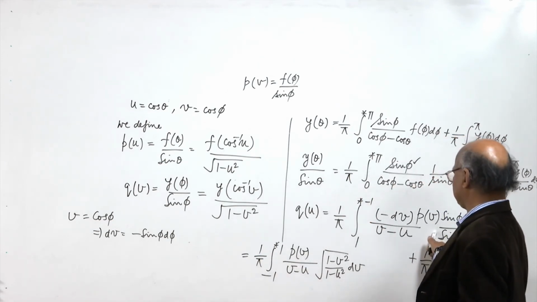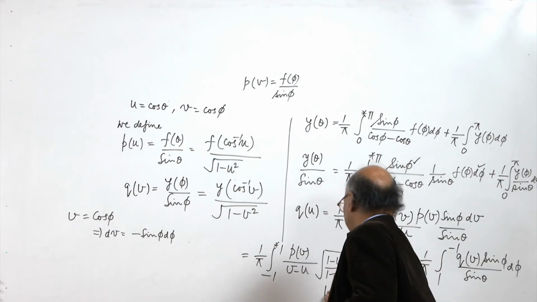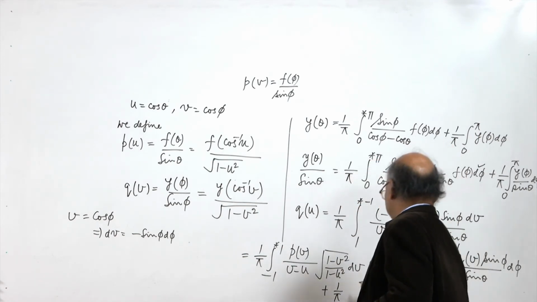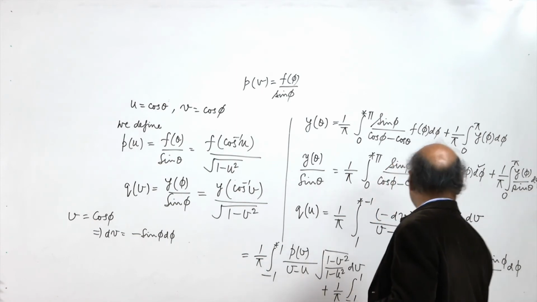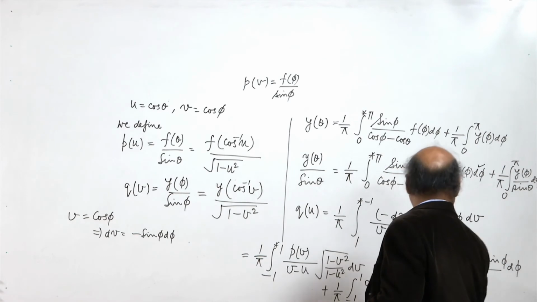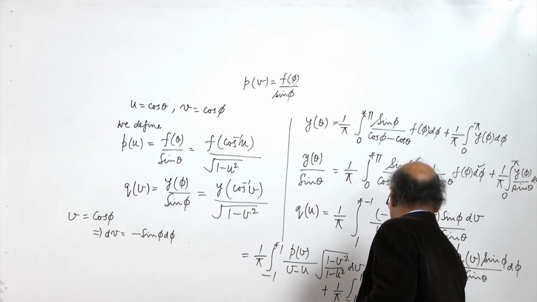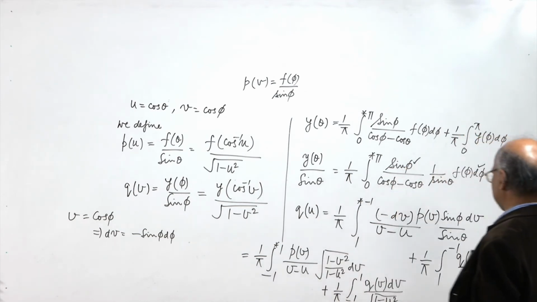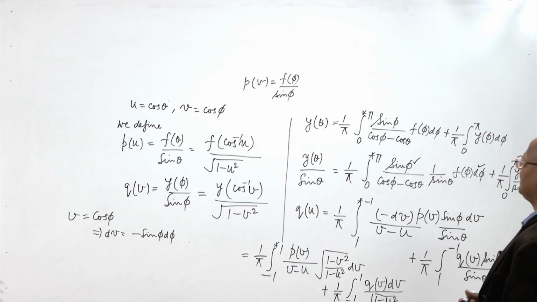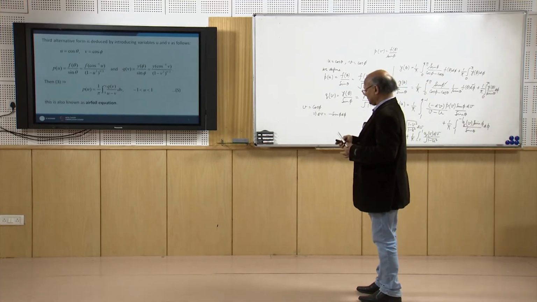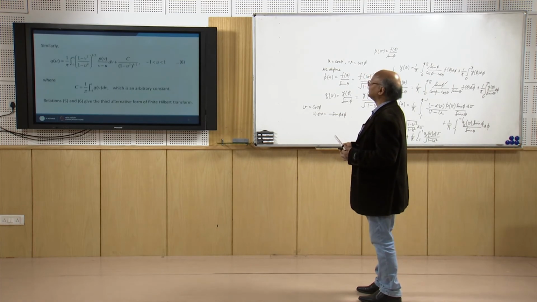This is for the first integral, and the second integral will be 1 over pi, integral from minus 1 to 1, Qb db over square root of 1 minus u square, since sin theta is square root of 1 minus u square. So, let us see what we have.